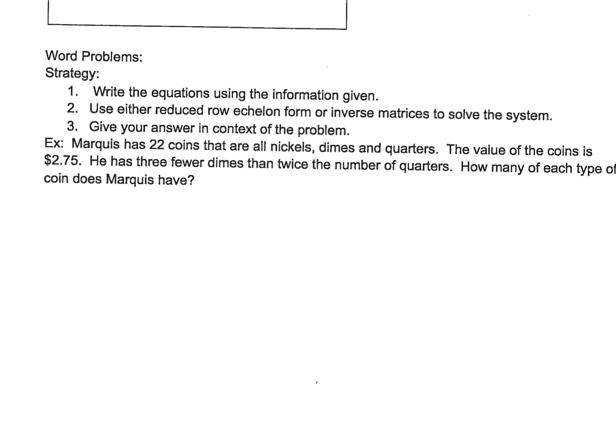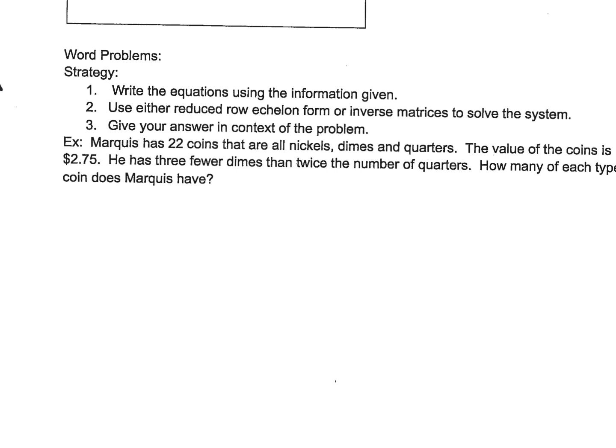Marquis has 22 coins that are nickels, dimes, and quarters. So we have nickels, dimes, and quarters, which means we have 3 different things, don't we? Which means we are going to have 3 equations with 3 unknowns. Do you know what our 3 unknowns are going to be? Nickels, dimes, and quarters. So our first equation is going to be, and he has 22 total. So if we take nickels plus dimes plus quarters, what should we get? 22.